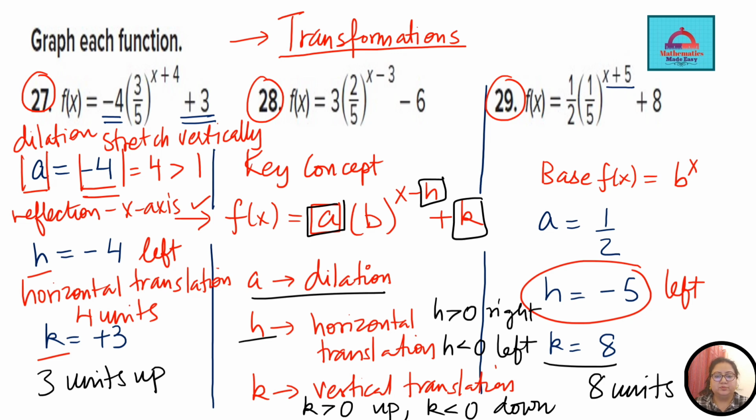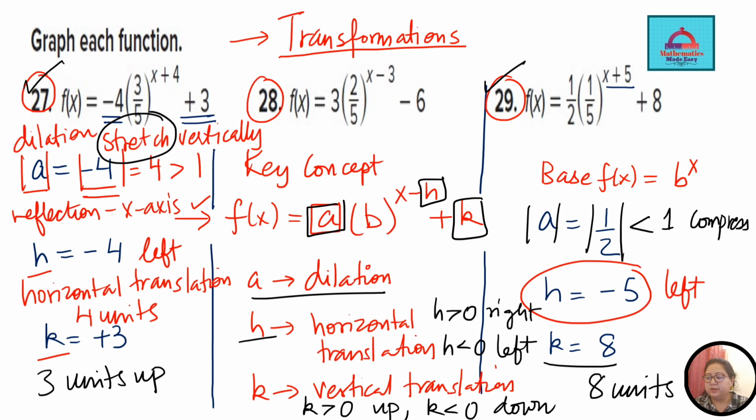Okay, now what is the difference in question 27 and 29? If you see carefully, the value of A is different. In question 27, the value of A is more than 1, so you get the dilation that is going to stretch vertically. However, in question 29, the value of A, if you take the absolute value, is less than 1, it is 0.5. So the opposite is going to happen. Here, if it is stretching, here it is going to compress.